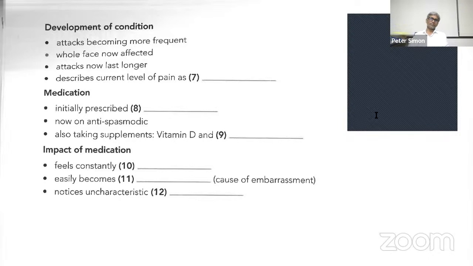It's correct. Next one. Question number 7. Development of the condition. Attacks becoming more frequent. Whole face now affected. Attacks now last longer. Describes current level of pain as. Describes current level of pain as. It should be the worst. When you write worst, it must be the worst.